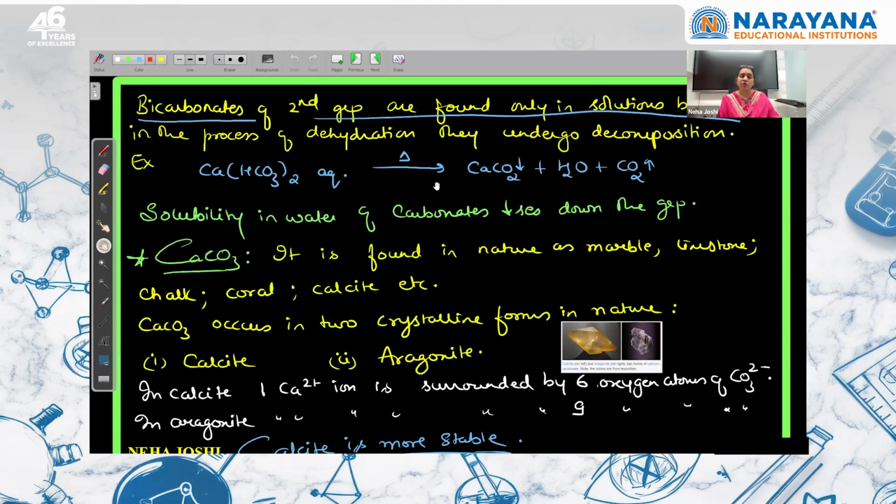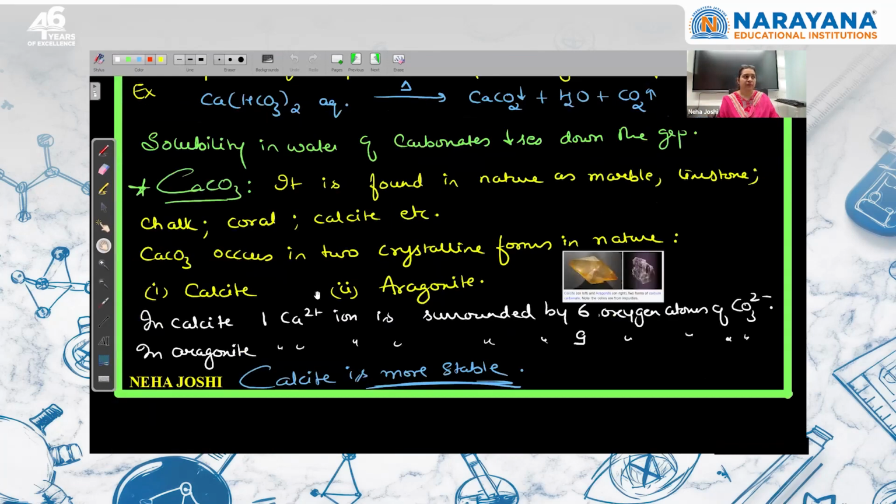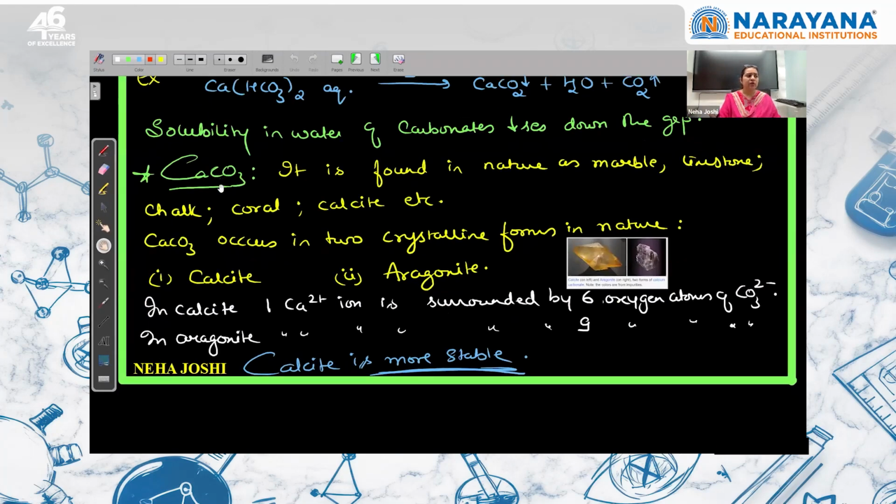Bicarbonates of the second group are found only in solution. You will not find their solid bicarbonates. Particularly about CaCO3: in nature it is found in enormous forms. Marble, limestone, chalk, coral, calcite, etc.